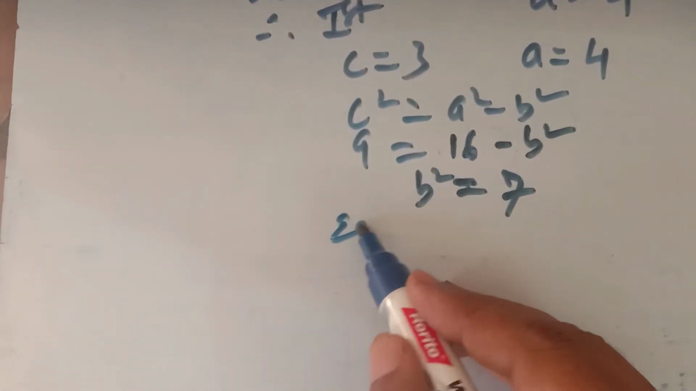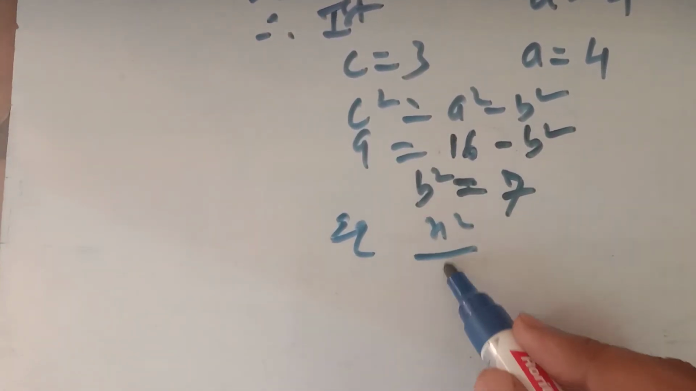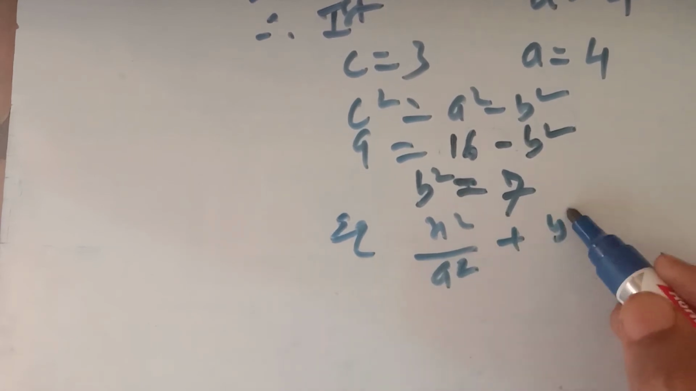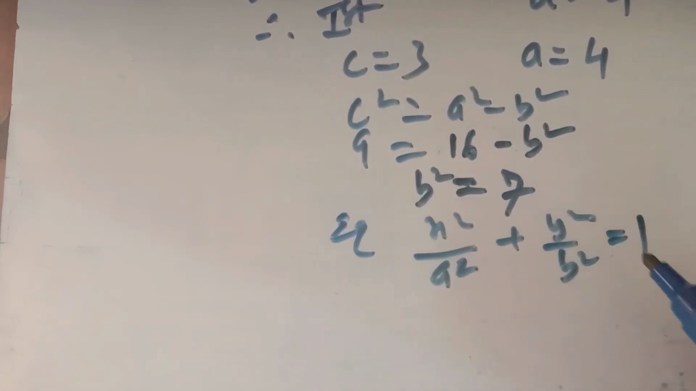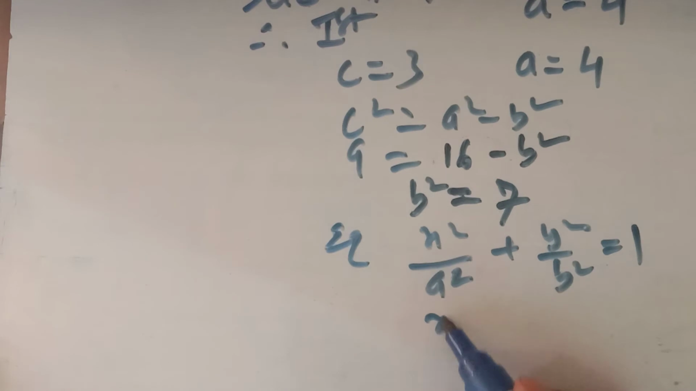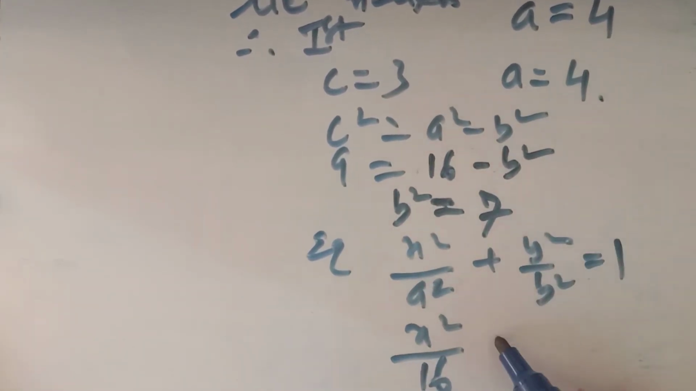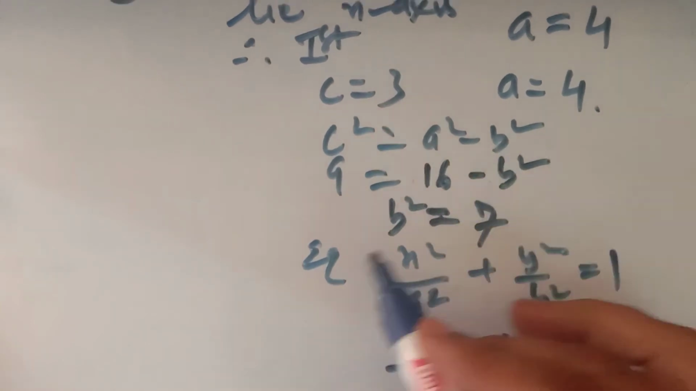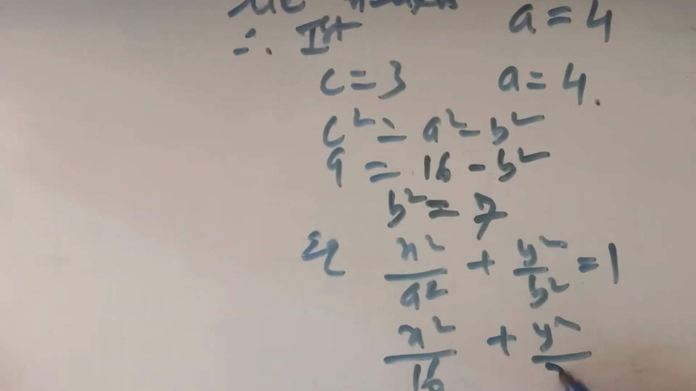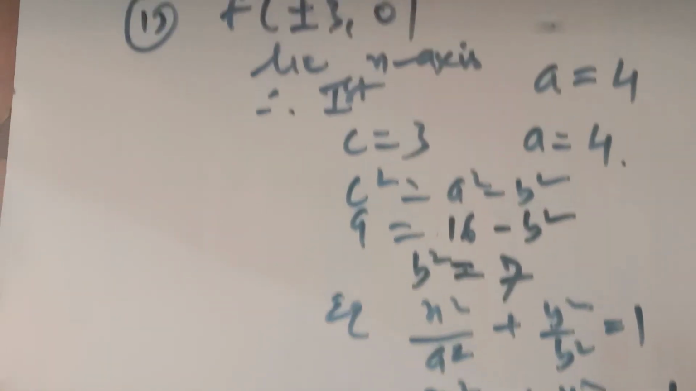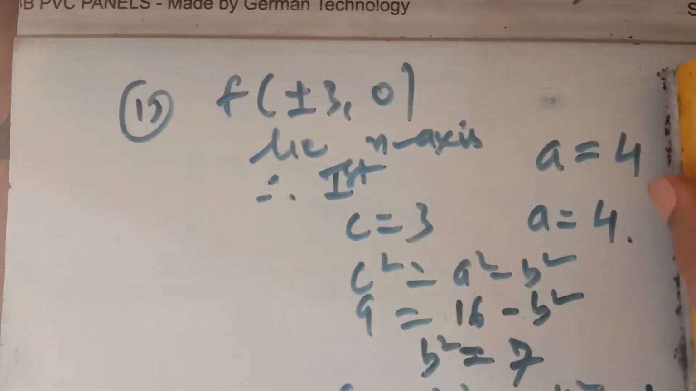So the equation of the ellipse is x square upon a square plus y square upon b square is equal to 1 because it is a first type ellipse. Replace the value of a square, which is equal to how much? 16. The value of b square will be equal to 7, equal to 1. It is a first type ellipse. We can detect it from the focus.